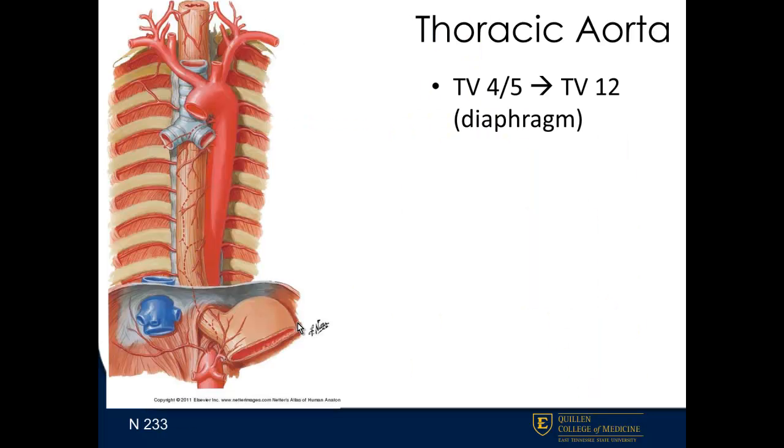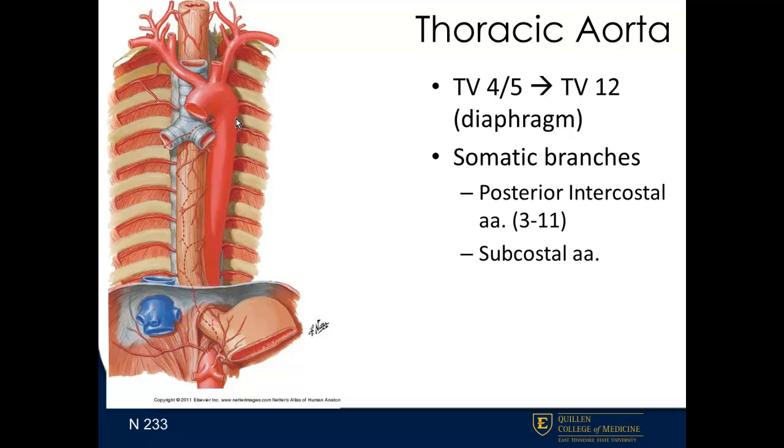So the thoracic aorta begins right at TV4-5 in that transverse thoracic plane when the arch of the aorta terminates. It then descends posterolateral to the esophagus along vertebral bodies 5 through 12 to eventually reach its aortic hiatus at TV12, where it will enter the abdomen. As it descends along this route, it's going to give off numerous branches. We're first going to talk about the somatic branches.